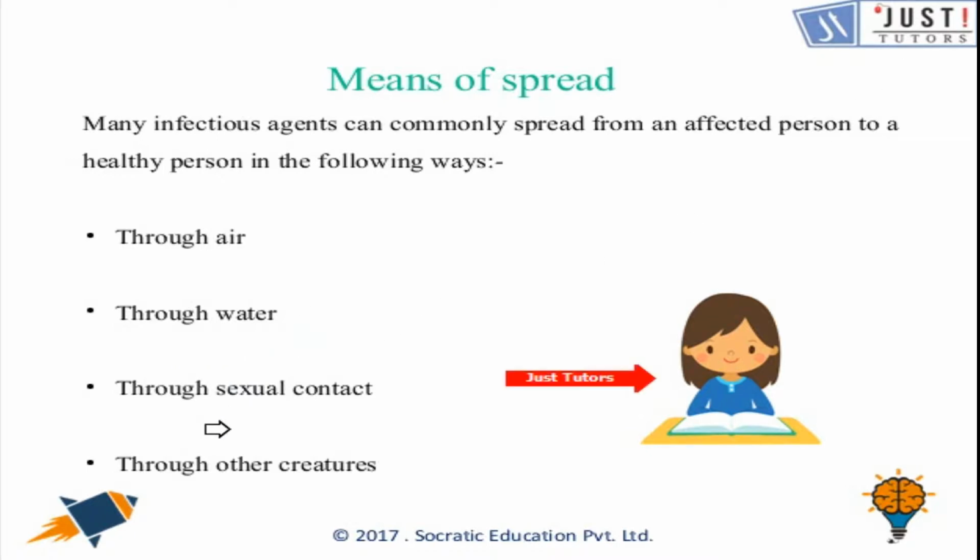The next one is through sexual contact. AIDS and hepatitis B come under this category, and the last one is through other creatures. Some animals work as vehicles to transfer infection from one person to another. Such animals are called vectors. A vector is any organism that carries and transfers an infectious agent into another organism. Malaria spreads in the same way, as the mosquito plays the role of the vector.